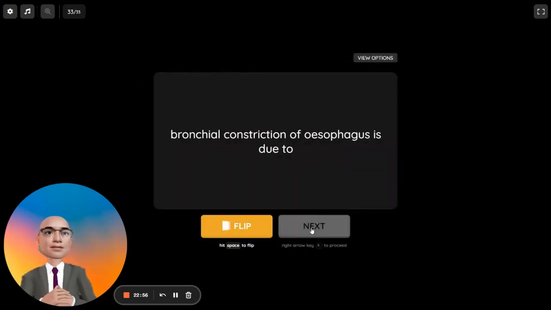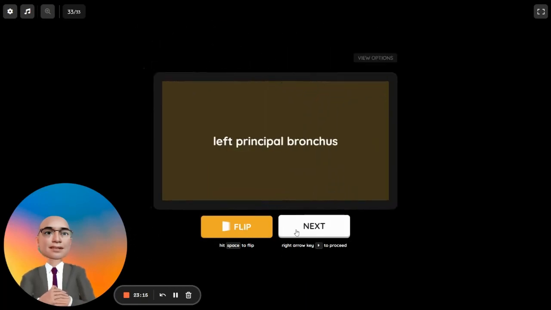Bronchial constriction of esophagus is due to, so obviously bronchial constriction will be due to the bronchus, but left or right, we have to choose in between. So left bronchus will produce a constriction on the esophagus. Correct answer is left principal bronchus. It is producing the bronchial constriction of the esophagus.